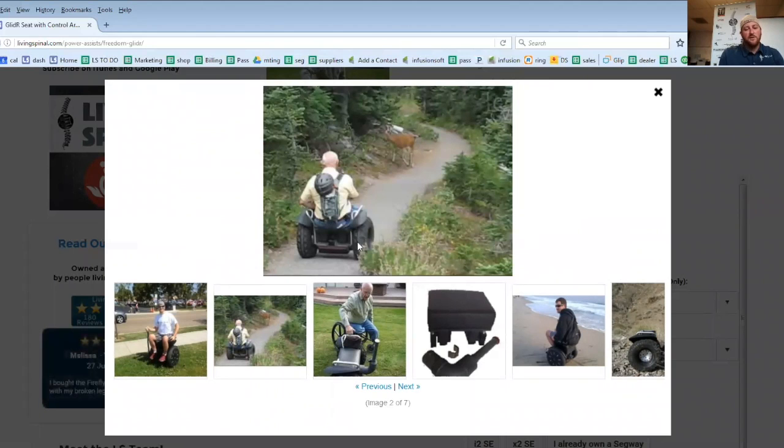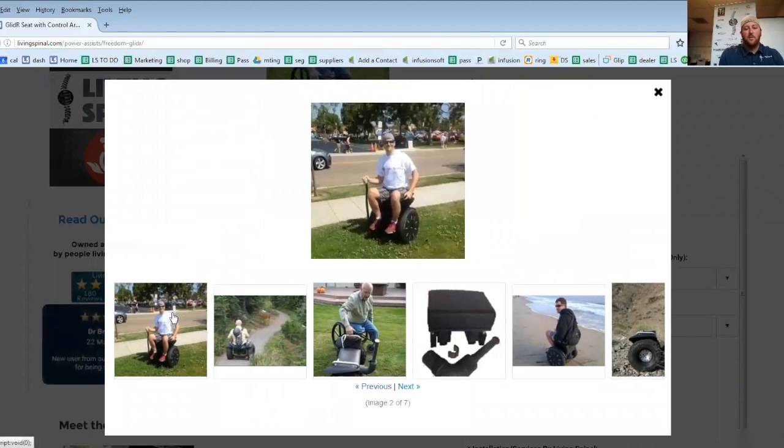You'll also notice that he's sitting on an X2, and it's a good picture of the X2 tires. He is so deep in the wilderness that he was able to sneak up on a deer in this picture, which is incredible. This gentleman that we're looking at is actually the founder and inventor of the Freedom GlidR. And then let's go back to the picture of me on the seated Segway.